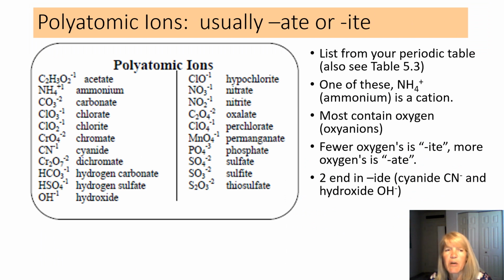Here's a list of the polyatomic ions. Notice one of them is positive. The ammonium ion is actually a cation, and so sometimes you'll see that instead of a metal in an ionic compound, but you just treat it like a metal, only it's a group. So that's the ammonium ion.